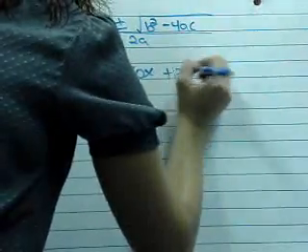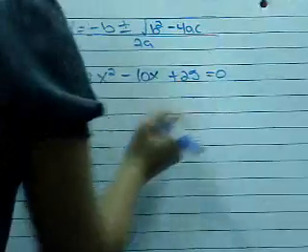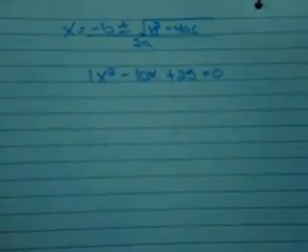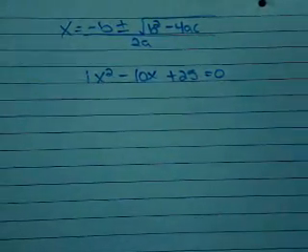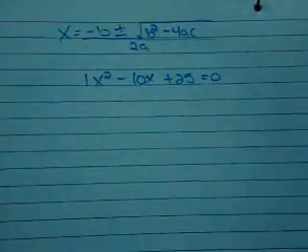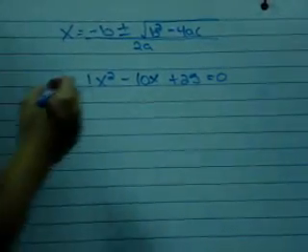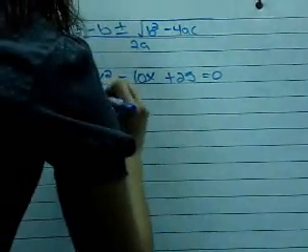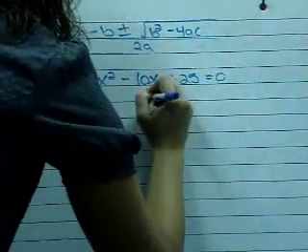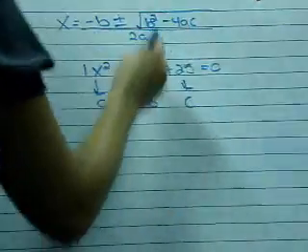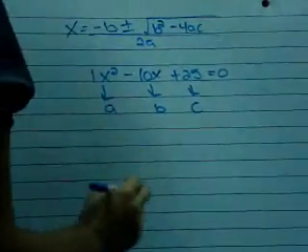Now, like we did using the factoring method, we will have to set this equal to 0. And remember that when using the quadratic formula, it uses a, b, and c, where a, b, and c are just numbers. They're the numerical coefficients. So let's label these. And now we're ready to plug it into the formula.